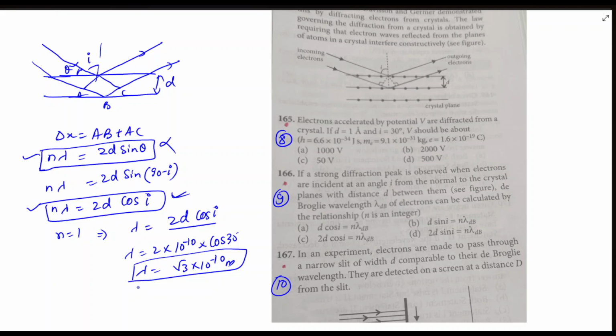And now we have to find the potential. So we know lambda is equal to h upon root 2meV. Okay, so we can find V as, if you square them, V will turn out to be h square upon 2me lambda square. So if you put all those values, you will get the answer 50 volt, right? Which is, of course, this is V naught.